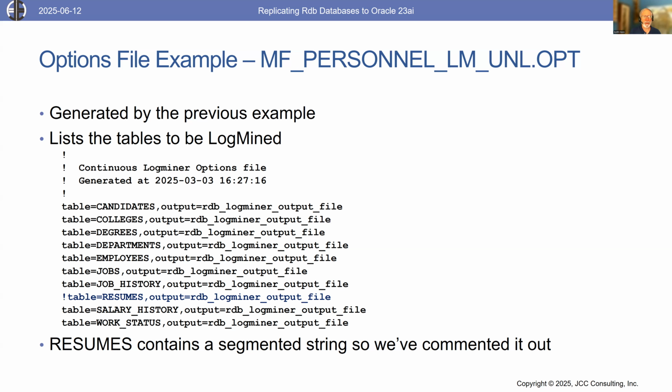In this example, if you look at third from the bottom, I've commented out the table resumes. So we're not going to replicate resumes to the target. The reason in this case is that the resumes table includes an Rdb type called a segmented string, and there are complications replicating segmented strings that I can talk about at some point, but not at the moment.